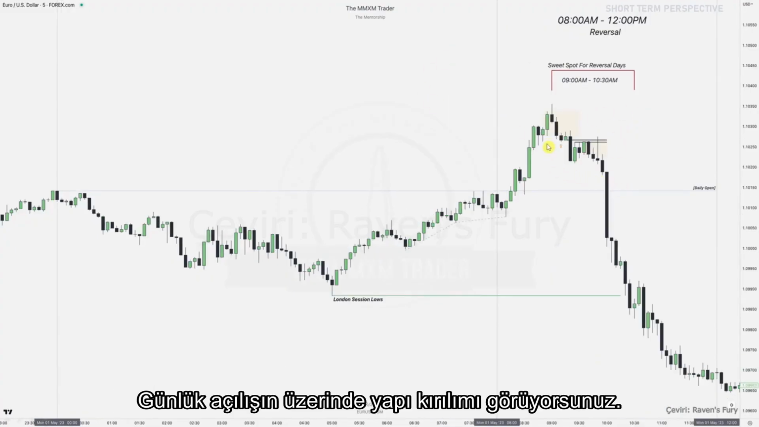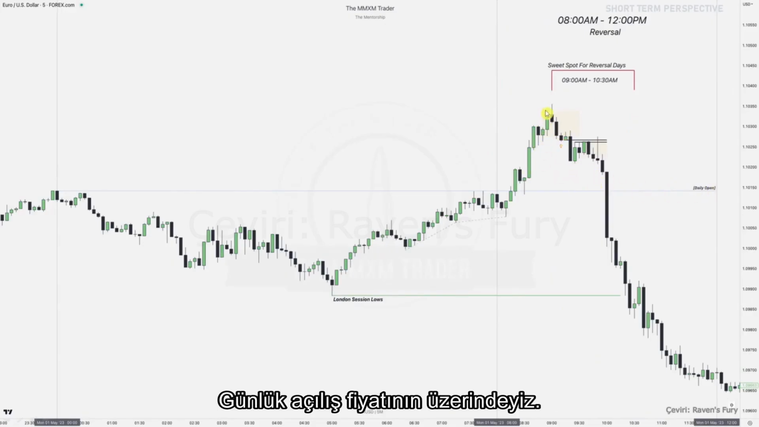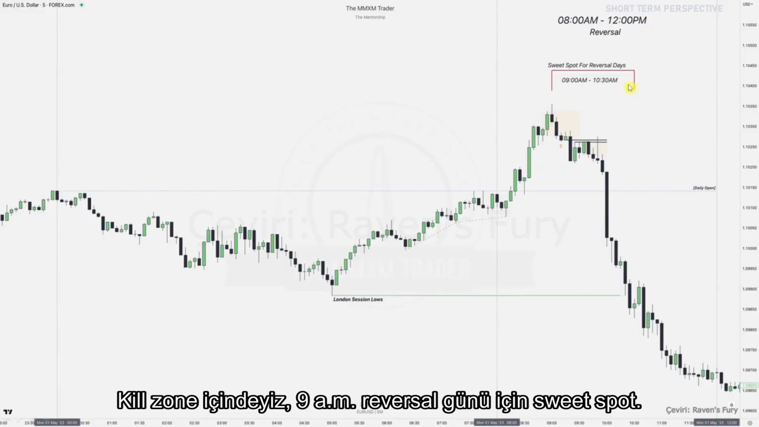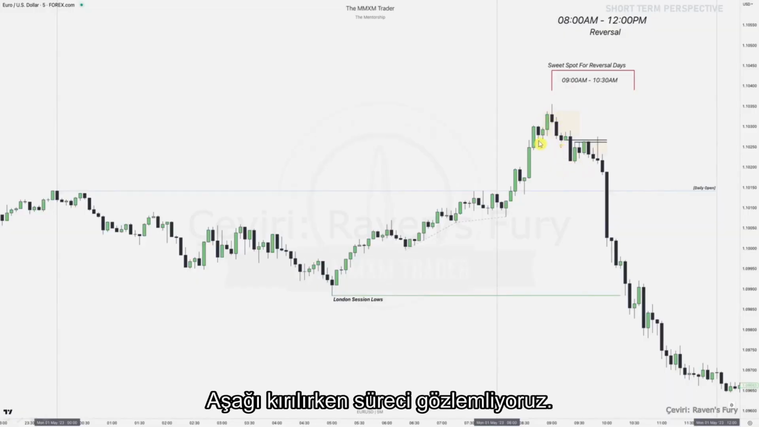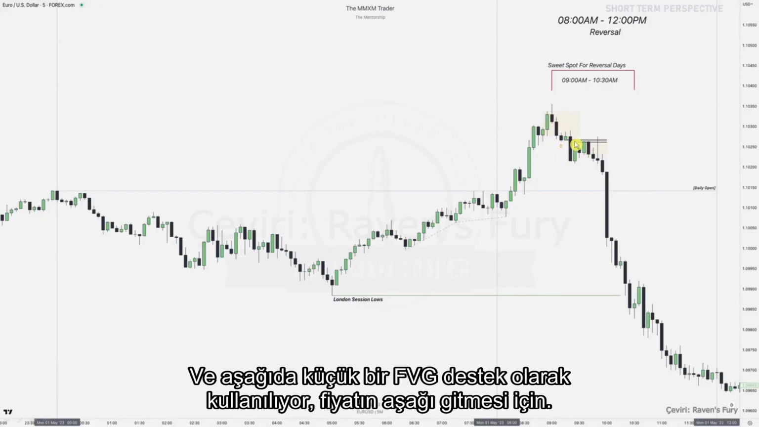So you can see a break of structure above daily opening, right? We are above daily opening price. We are in the kill zone, 9 a.m., sweet spot for that reversal day. And then we can see break of structure down here. In the process of breaking down, we see this bearish order block being formed and a little fair value gap down here also being utilized as support for price to go lower.